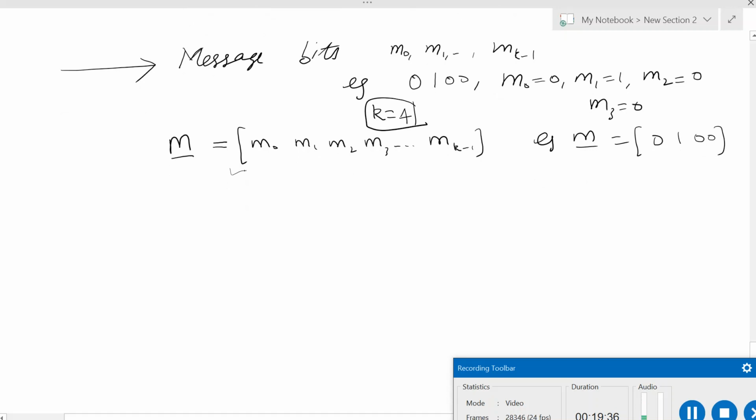Now this is a k bit message, and how many different messages can we have? We can have 2 to the power k distinct message blocks.